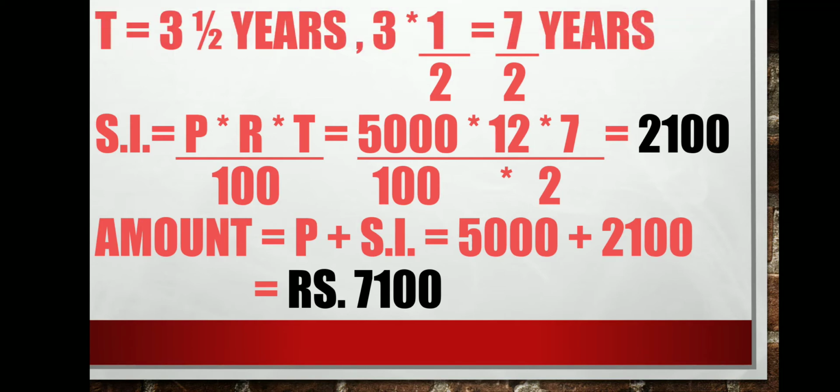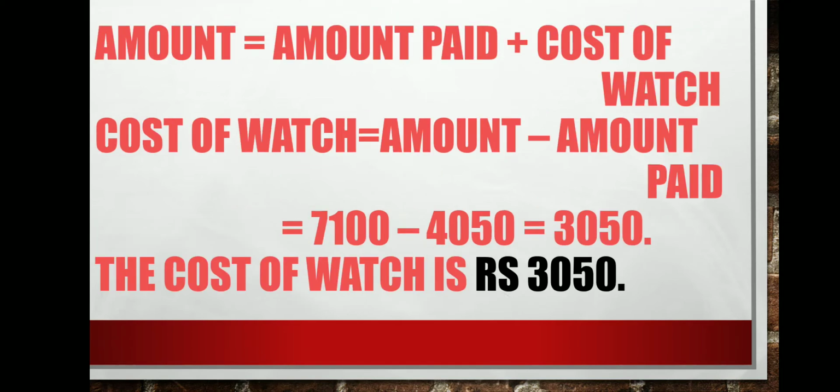Now what we have to find out is the cost of the watch. Amount equals the amount which she paid plus the cost of the watch. So the cost of the watch would be equal to the amount which we calculated, 7,100, minus the amount she paid. So 7,100 minus 4,050 which she paid, then it comes to 3,050. So this is the cost of the watch.